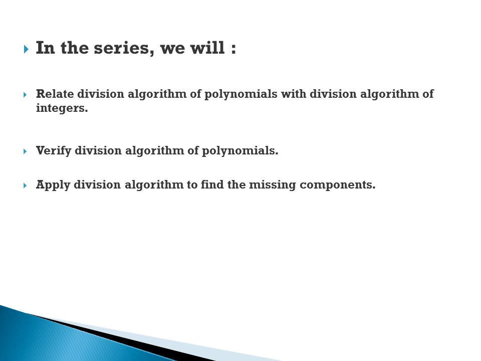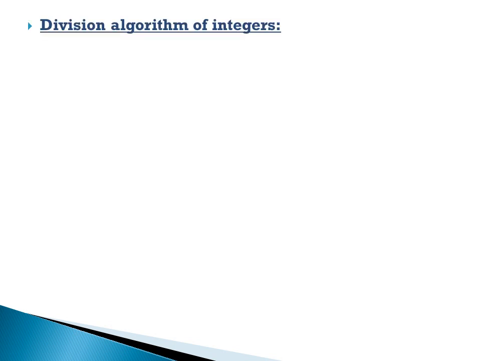So let's start. Let us see what division algorithm of integers actually is. It is a relation that combines the four components of division: dividend, divisor, quotient and remainder in the relation dividend equals divisor into quotient plus remainder.